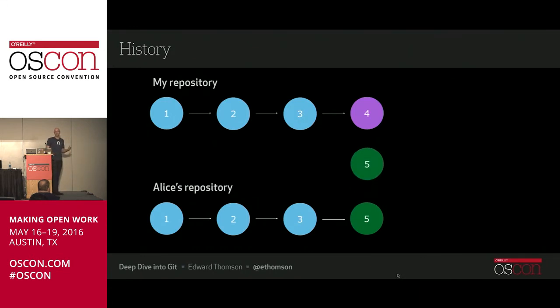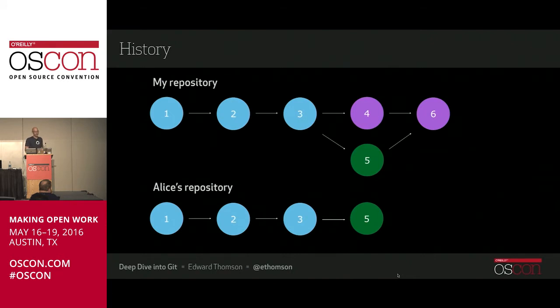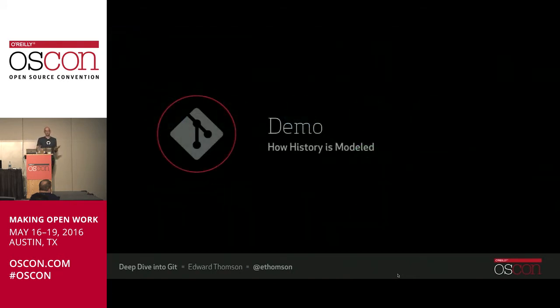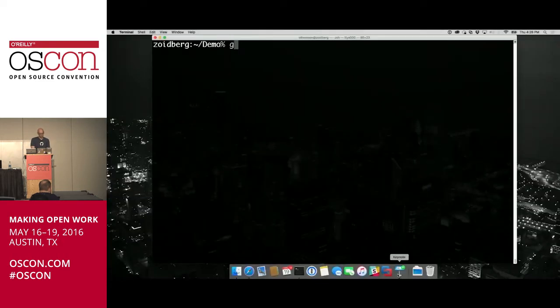I actually have to get Alice's commit somehow. Maybe she uploads it to GitHub and I fetch it. And then these are still independent. In a centralized version control system, I'd check in 4, Alice would come and check in 5, and the server would take care of arbitrating that and merging our changes together. In a distributed version control system, I actually have to do that myself, and I make a new commit 6.